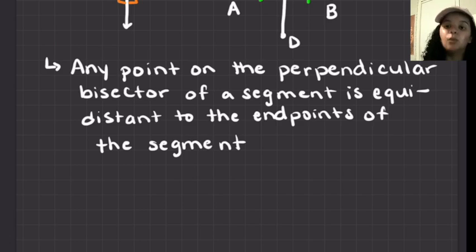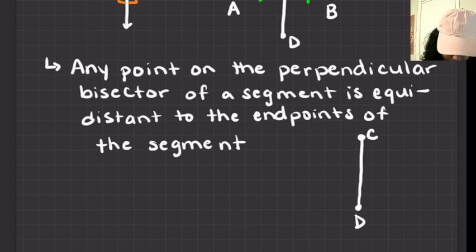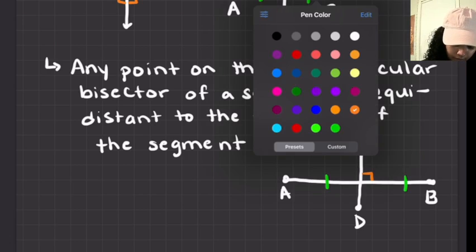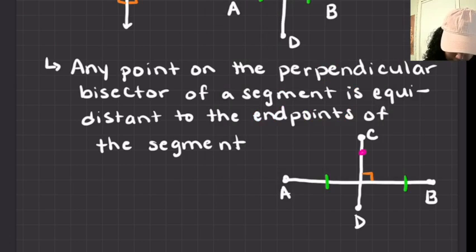So what the heck does that mean? If I have a perpendicular bisector CD, like we did in the previous one, and let's say this over here is the segment that CD is cutting. So here is the right angle, and then these are the two congruent pieces because of the bisector part. Let's say this point right here, just a random point located on the perpendicular bisector, we'll call it P.